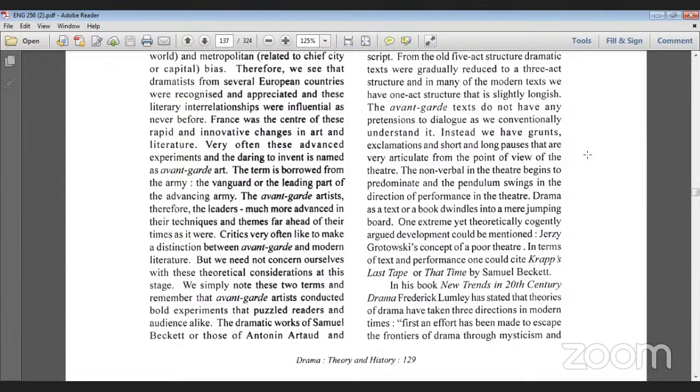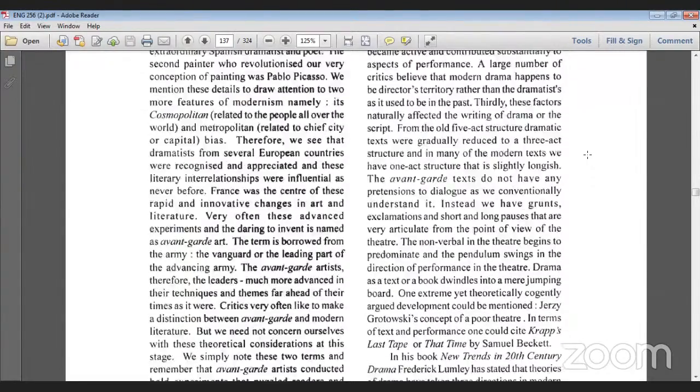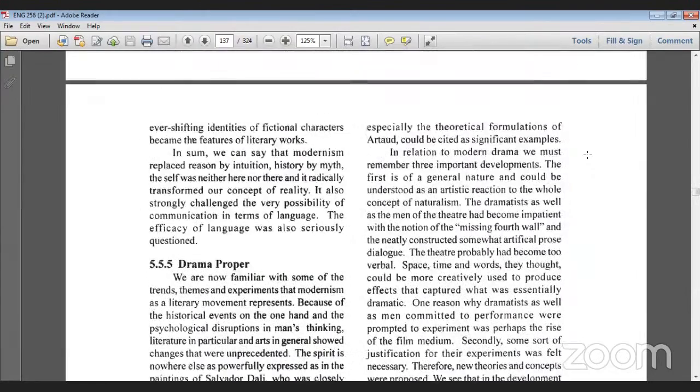The dramatic works of Samuel Beckett and Antonin Artaud, and especially the theoretical formulations of Artaud, could be cited as significant examples. In relationship to modern drama, we must remember three important developments.